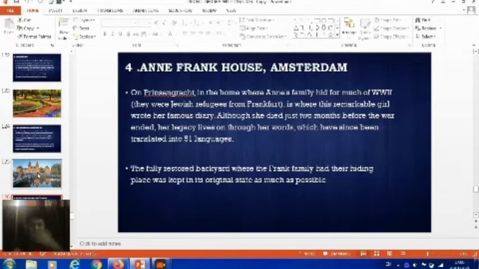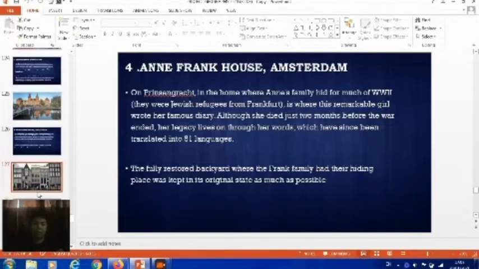Itu tempat ni dijadikan museum lah, berkisahkan tentang keluarga Anne semasa perang dunia. Anne ni menulis diary, yang mana diary tu terkenal di Netherlands lah. Buku diary dia tu telah banyak ditranslate kepada 51 jenis bahasa, dan tempat tu telah dijadikan museum sebagai satu lawatan yang terkenal di situ.